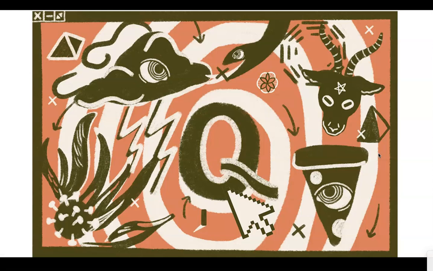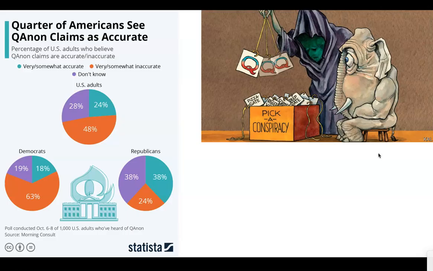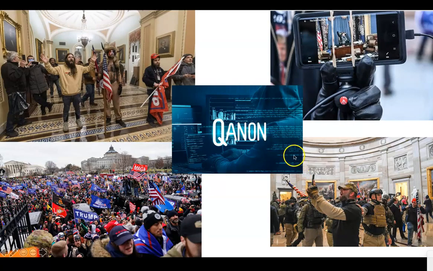And somewhat related to that is QAnon. As I said, QAnon is also a perfect example of a millenarian movement. Just a reminder of how many people actually believe in this: a large percentage of the American population, and a very large percentage of the current Republican Party.